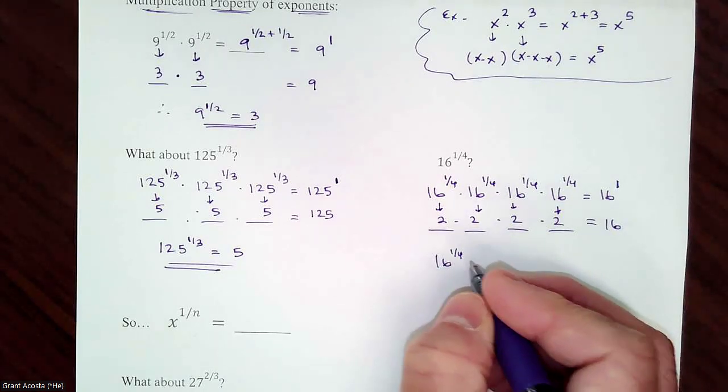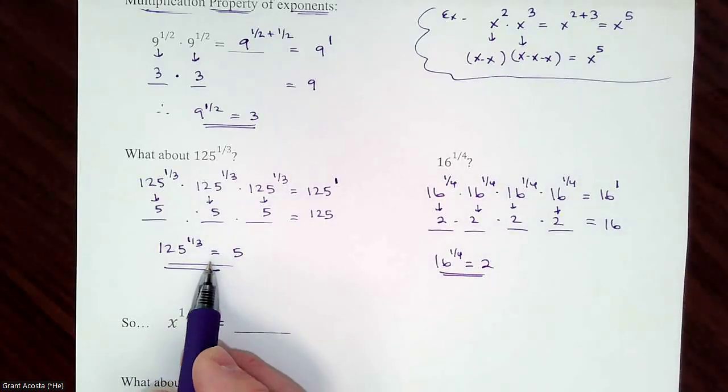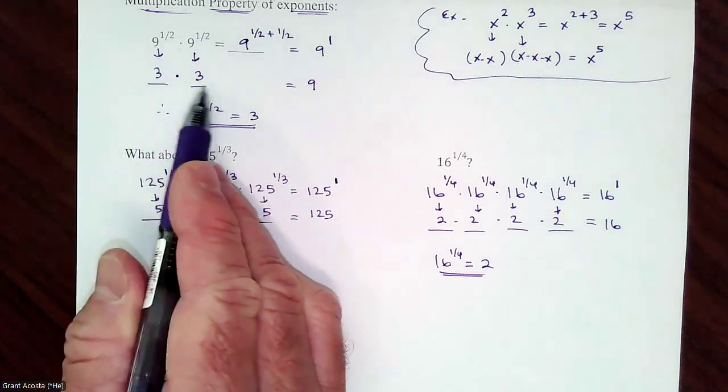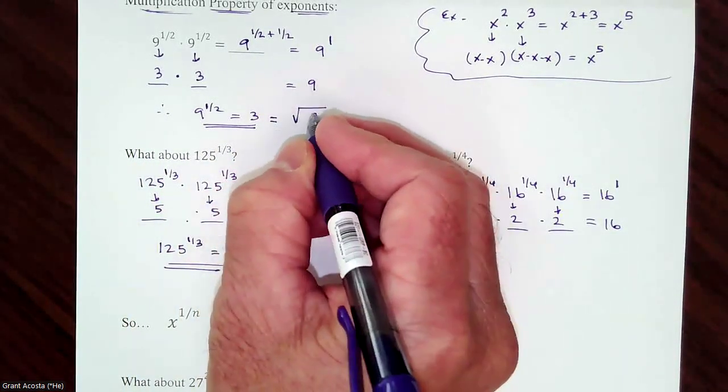16 to the 1/4 equals 2. So now you're probably picking up on this. What does this really mean? 9 to the 1/2 is 3. A number times itself twice gives me 9. That's exactly what we mean by the square root of 9.